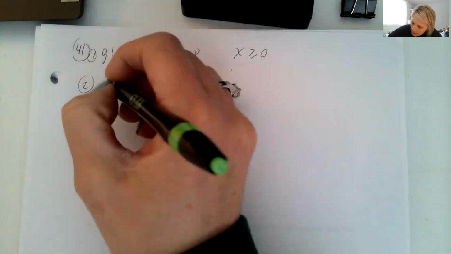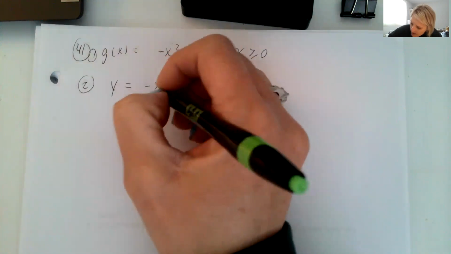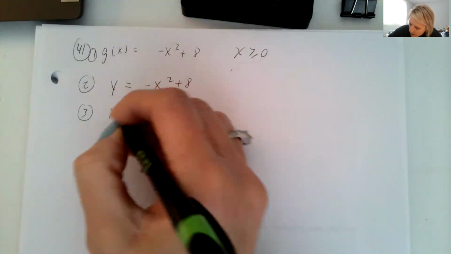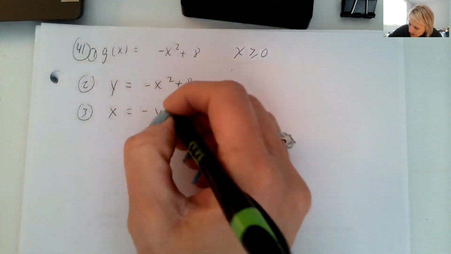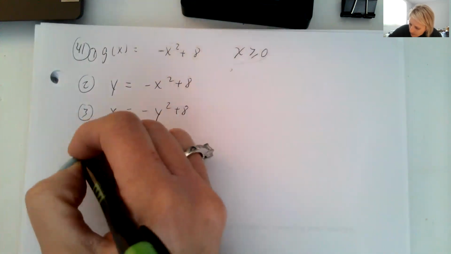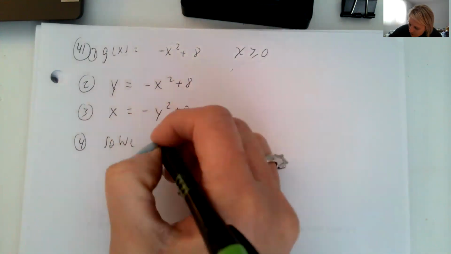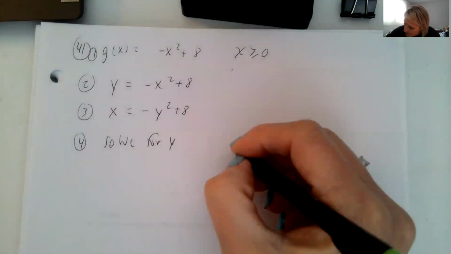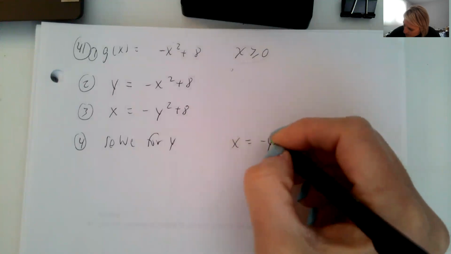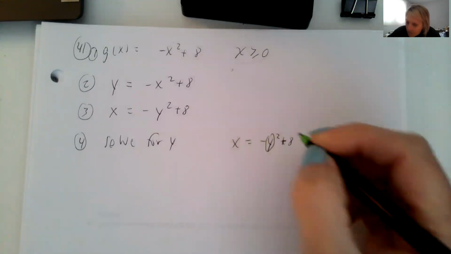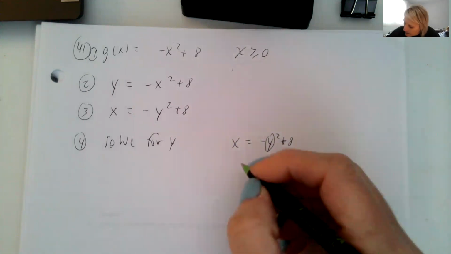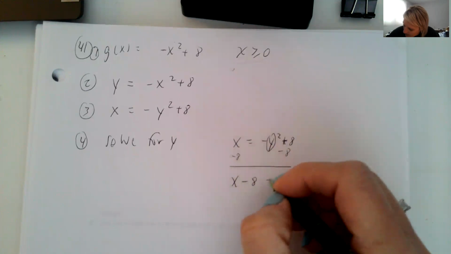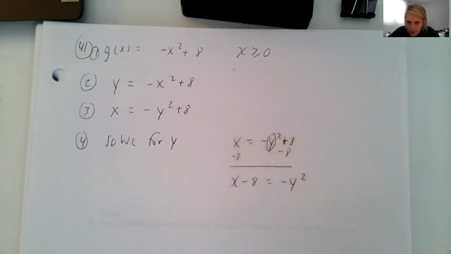Our step 2 is to write it as y equals negative x squared plus 8. Step 3 is to replace y with x and replace x with y. And then step 4 is to solve for y. So to solve for y, the first thing we're going to do is get rid of this 8. We're going to subtract away the 8. So we have x minus 8 equals negative y squared.